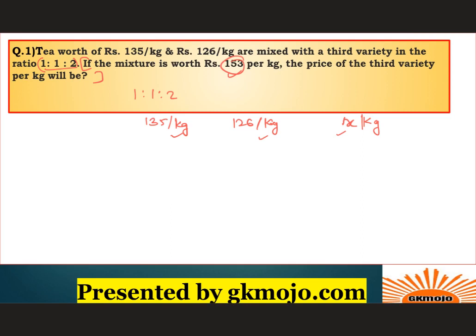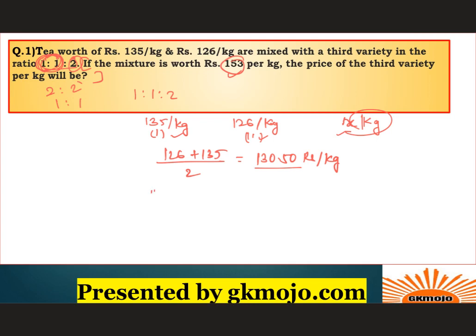Let's get started. First, since the first and second varieties are mixed in equal proportions, their average price will be (126 plus 135) divided by 2. Let's suppose 1 kg of this is mixed and 1 kg of this is mixed. So the average price will be (126 plus 135) divided by 2, which is 130.50 rupees per kg. Now the mixture is formed by mixing two varieties, one at rupees 130.50 per kg and the other at rupees x per kg. This is done in the ratio 1:1. Why 1:1? Because this together is 2, and this alone is 2. We have combined this mixture, so now we can do the alligation.